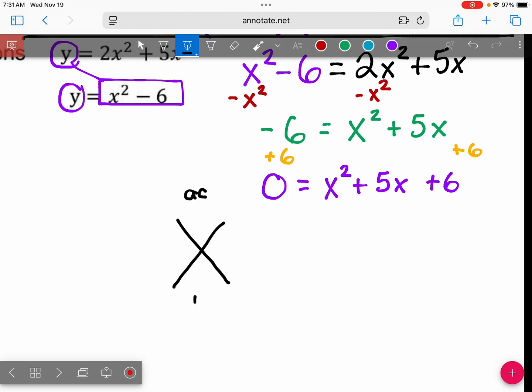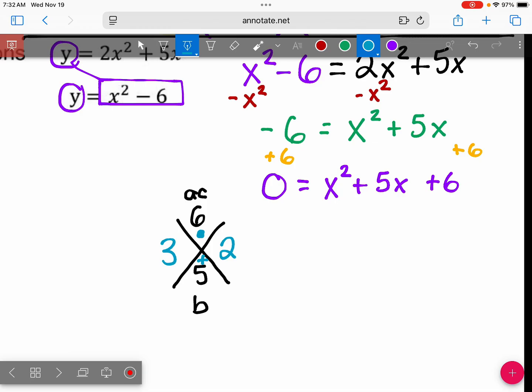A times C at the top, B at the bottom. A is 1, C is 6. So top number is going to be 6. B on the bottom is 5. What pair of numbers do we know that multiplies to make 6 and adds to make 5? 3 and 2.